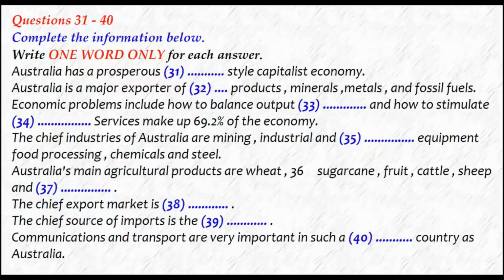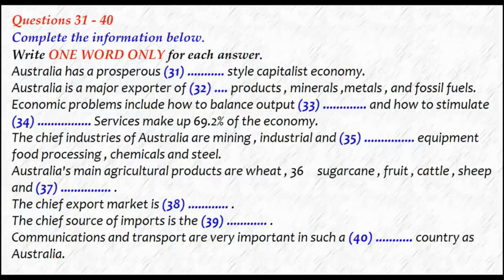Right, let's turn to the Australian economy. Australia has a prosperous Western-style capitalist economy. Australia is a major exporter of agricultural products, minerals, metals, and fossil fuels. Commodity prices have a big impact on the economy.